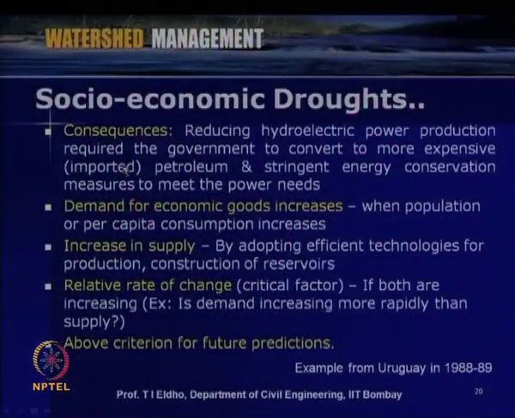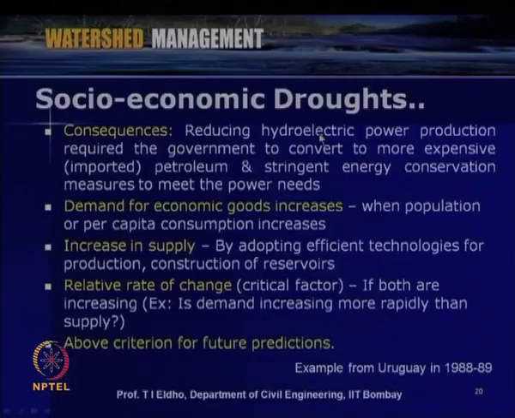So, we have to assess, with respect to the drought situation, how the economic impacts will be there, what the social impacts are, and then analyze the corresponding consequences, and then see the remediation or mitigation measures. When we look into socio-economic droughts, the consequences are reduced hydroelectric power production, which requires the government to convert to more expensive imported petroleum and stringent energy conservation measures to meet the power needs.